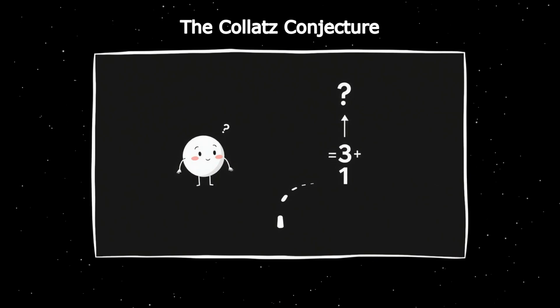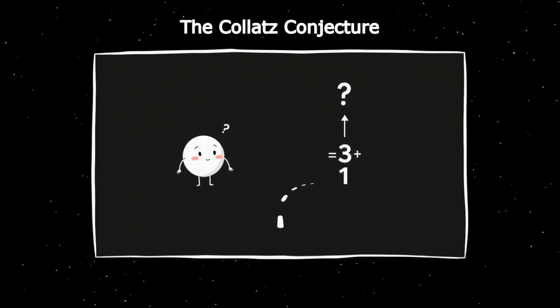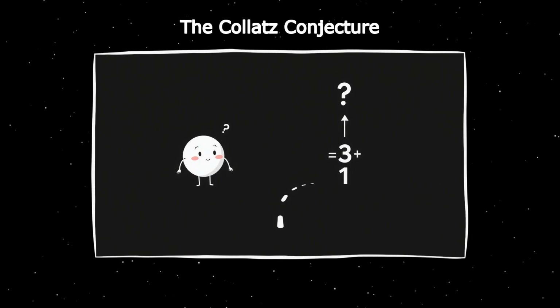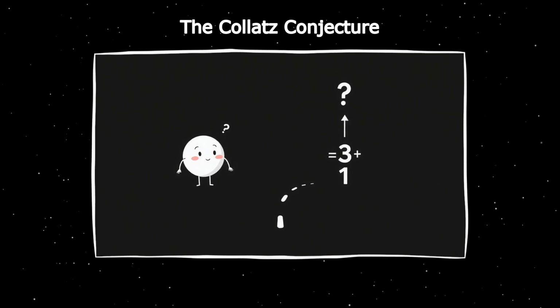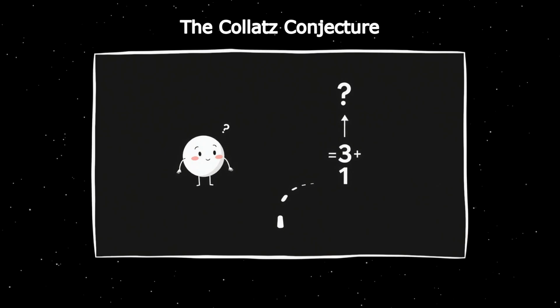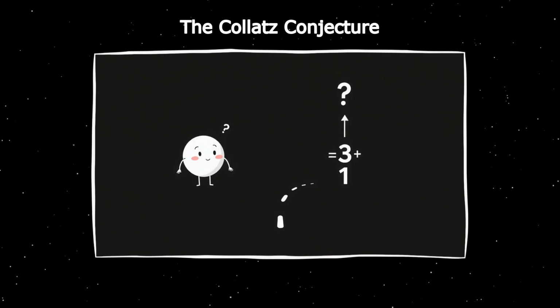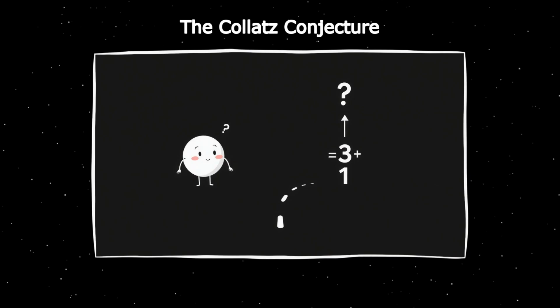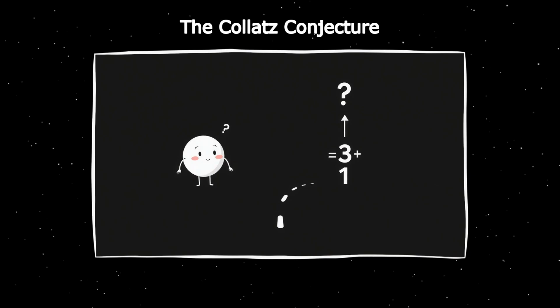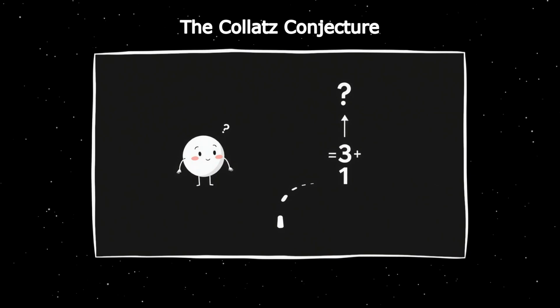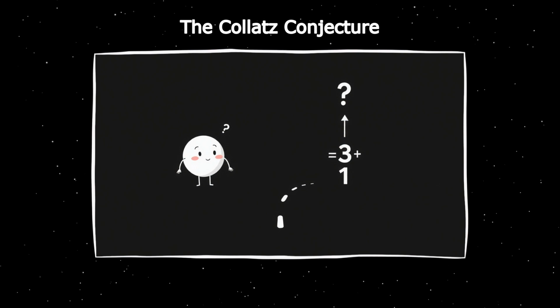Let's illustrate this with an example. Imagine we begin with the number 6. Since 6 is even, we divide it by 2, which gives us 3. Now we have an odd number, so we apply the next rule. We triple 3, obtaining 9, and then add 1 to get 10.